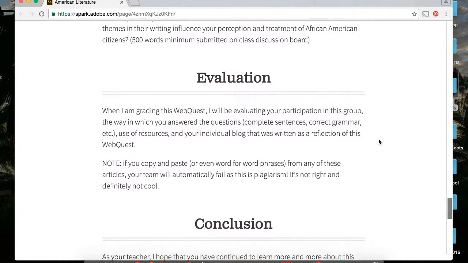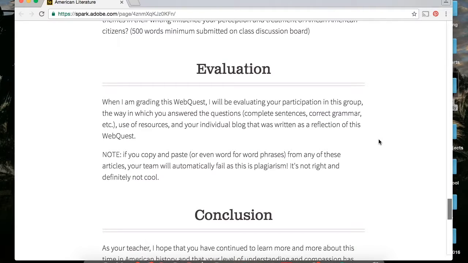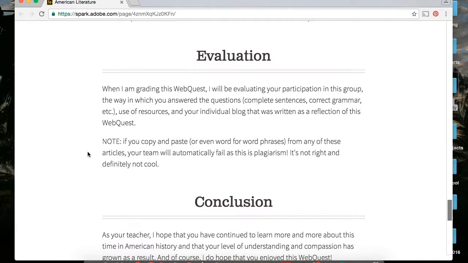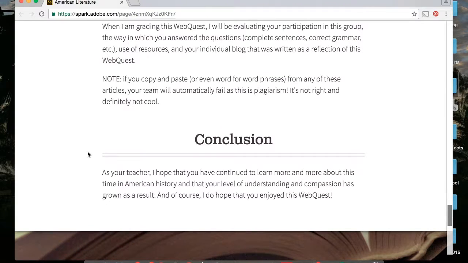So we have the evaluation of this lesson, where they will answer questions, and I tell them how I will be grading this project and remind them of plagiarism and the importance of not doing that in this project.